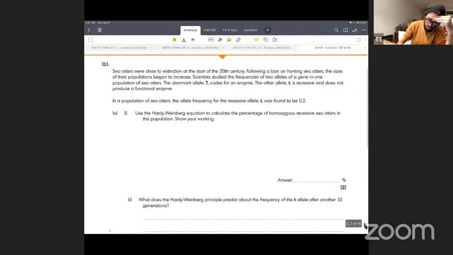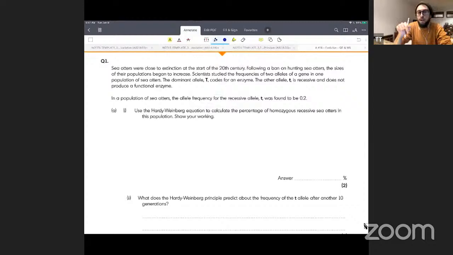Again, I want you to tell me, what do we know? What do we know from the question? Do we know P squared? Do we know Q squared? Do we know P? Do we know Q? Do we know 2PQ? Do we know that P plus 2PQ equals something and therefore 100 minus that is Q? What do we know? That's the thing you've got to do.